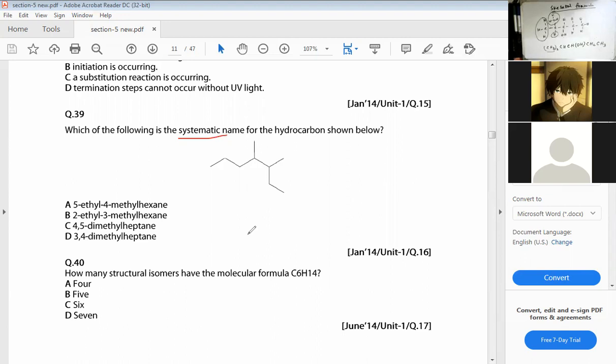So if we identify the long chain, then easily you can identify the name, right? So it is heptane. This is the long chain, this is a branch, this is another branch. That means there are two methyl groups, so there is dimethyl. So it is C or D, this one. Dimethyl heptane, both are right. So 3,4 or 4, it should be D.